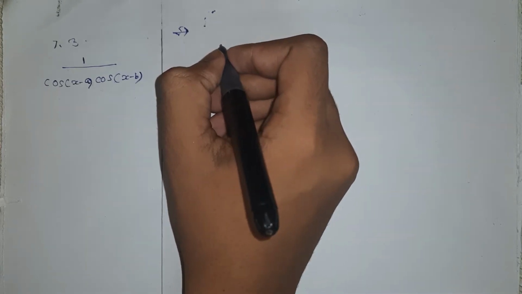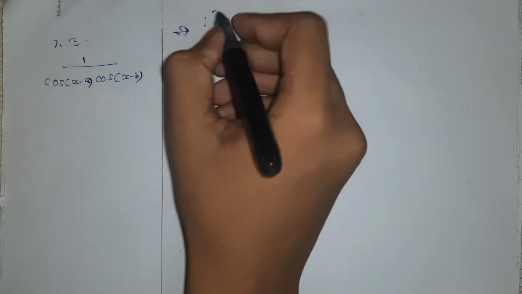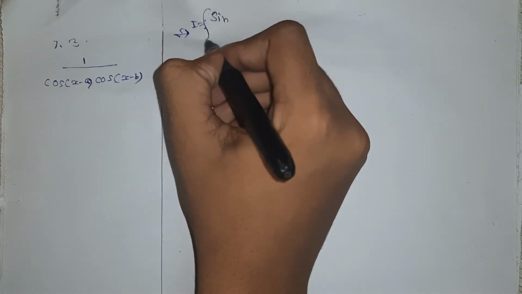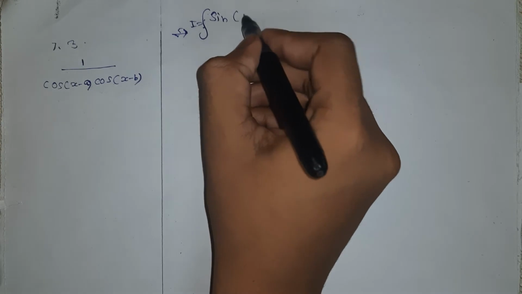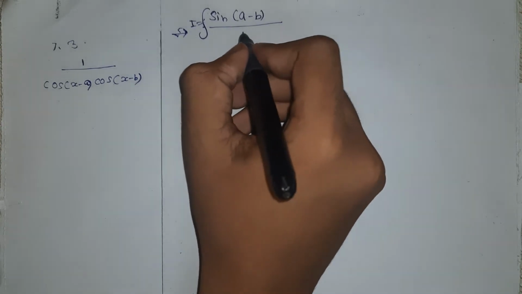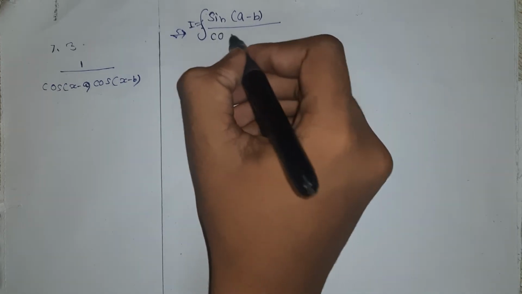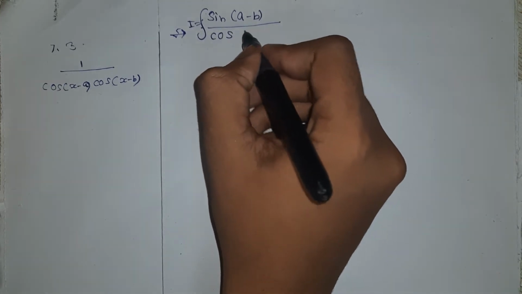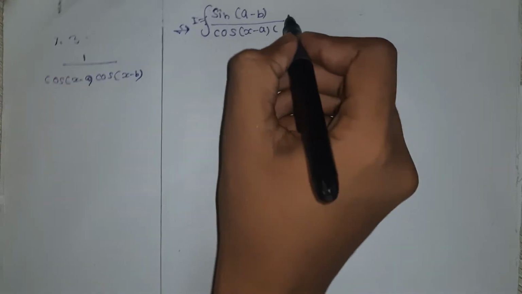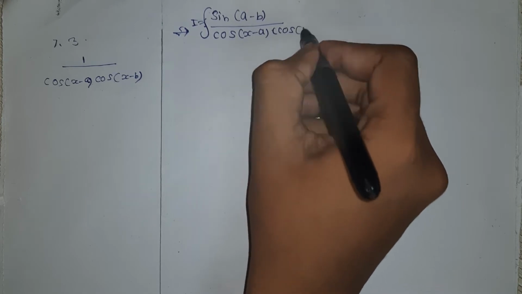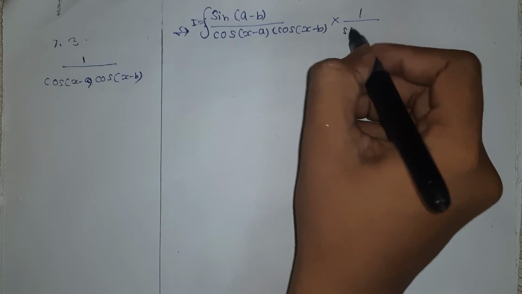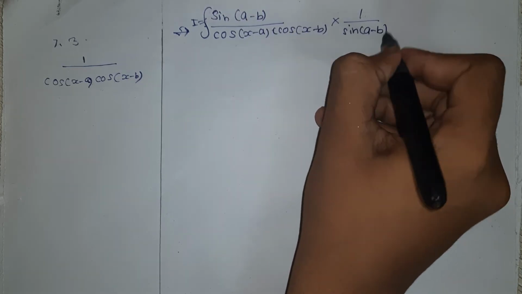Now for this kind of sum, we are supposed to multiply and divide this integration by sine a minus b. Because it is a constant, we are going to multiply it by sine a minus b and divide by sine x minus a to neutralize our equation right here. Sine a minus b.